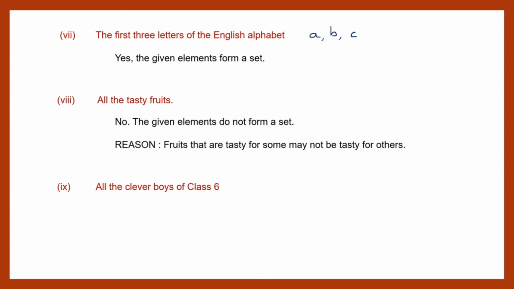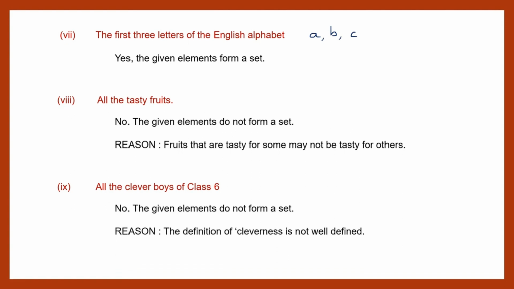Question 9. All the clever boys of class 6. Now, who are the clever boys of class 6? Now, how do we define that? It's not well defined. Suppose we say all the children who get above 90% or all the children who get above 80%. Then it is very well defined. Otherwise, we do not know the definition of clever boys here when we speak about it generally. So, no, the given elements do not form a set. Reason: the definition of cleverness is not well defined.